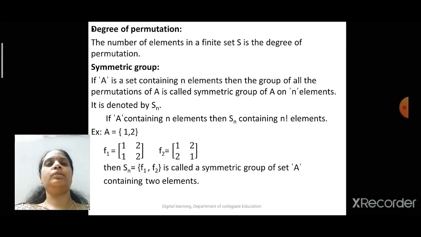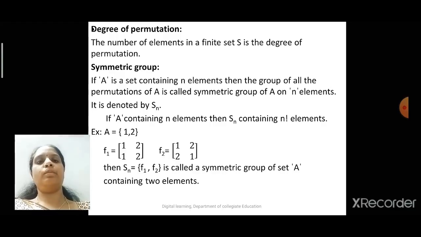Next is the degree of the permutation. The number of elements in a finite set S is the degree of the permutation. So how many elements are there in the particular set? That number of elements is considered as the degree of the permutation.